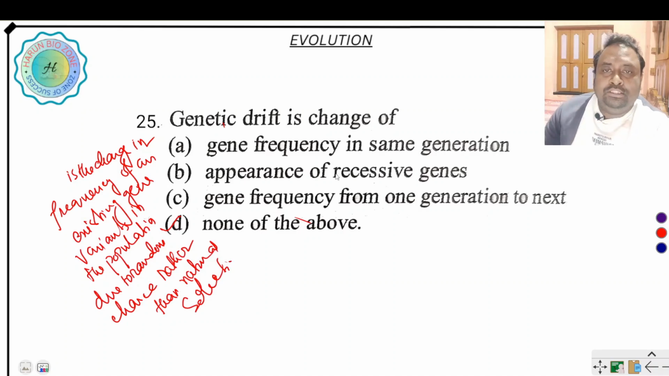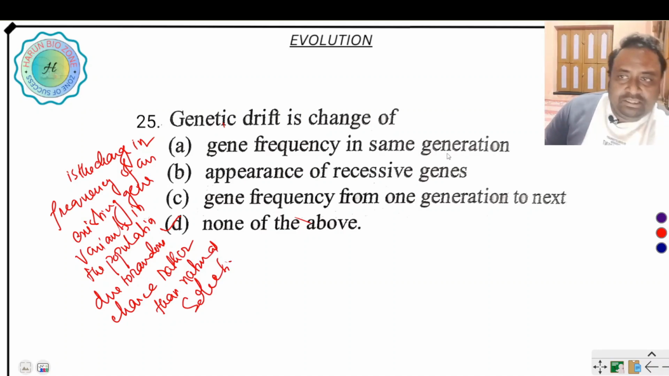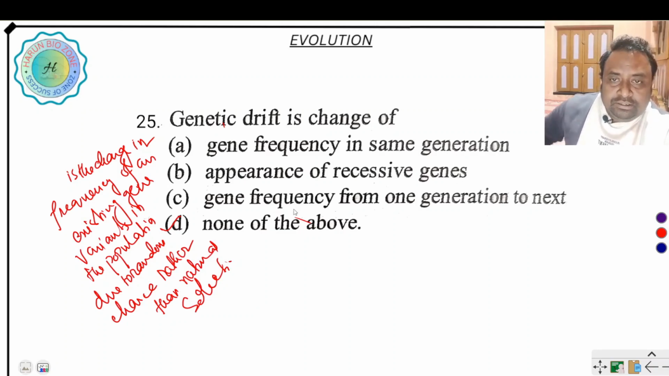Okay. The gene frequency in same generation, not same generation, it's same population. Appearance of recessive allele, not. Gene frequency from one generation, not. In existing generation.